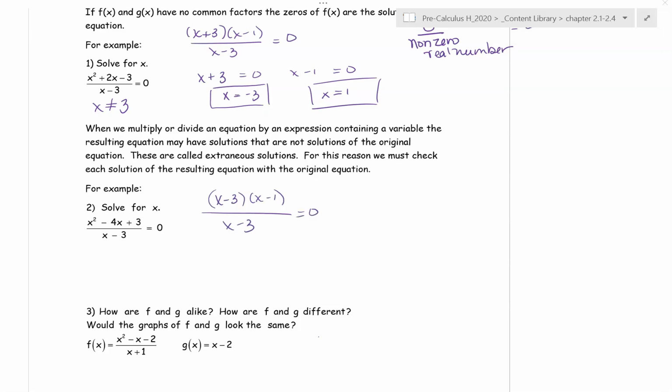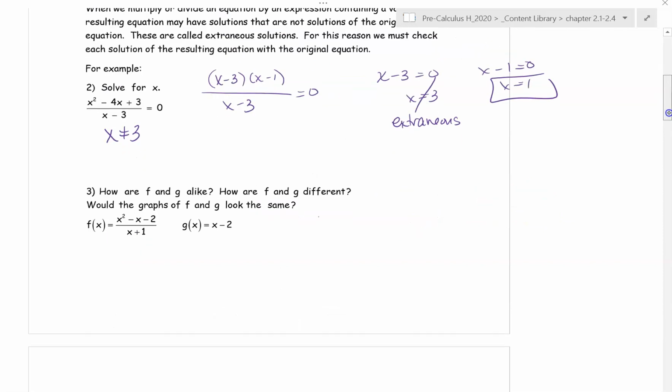So notice for this rational equation, if you just think about what values of x would make the numerator equal to 0, you would say x plus 3 equals 0 and x minus 1 equals 0. However, notice that if you check the domain, x cannot be equal to 3 because 3 would make the denominator 0. So 3 is extraneous and we end up with x equals 1 as our solution. Let's take a look at number 3.